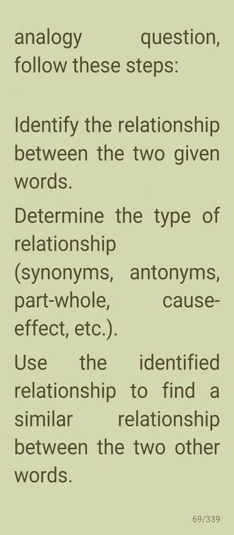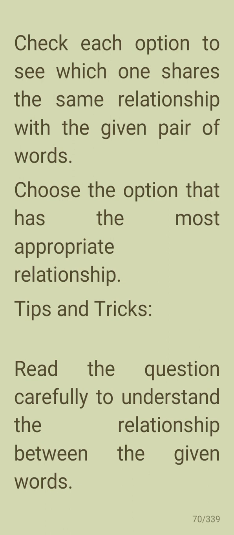To solve a word analogy question, follow the steps. Identify the relationship between the two given words. Determine the type of relationship, like synonym, antonym, part, whole, cause, effect, etc. Use the identified relationship to find the similar relationship between the two other words. Check each option to see which one shares the same relationship with the given pair of words. Choose the option that has the most appropriate relationship.